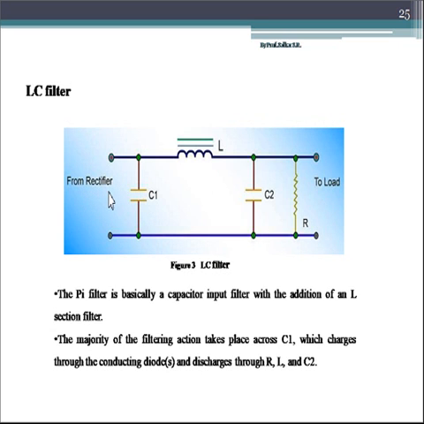So whatever output is coming from the rectifier is given to this filter first, that is C1. This capacitor C1 bypasses all the AC signal to the ground and blocks the DC signal. So in this kind of filter, most of the filtering action, the major part of the filtering, is done by this C1 filter only. Whatever DC is blocked by this capacitor is then given to the inductor while the capacitor is discharging.